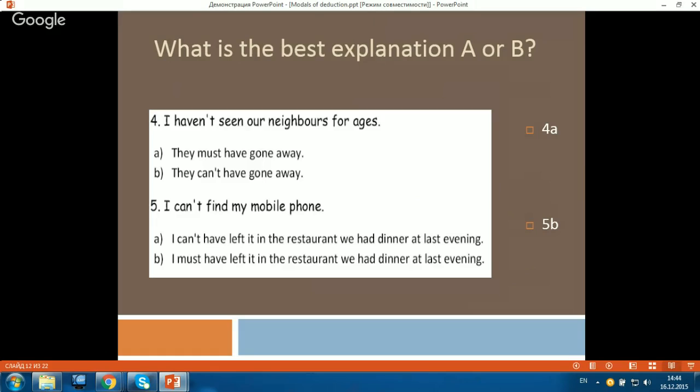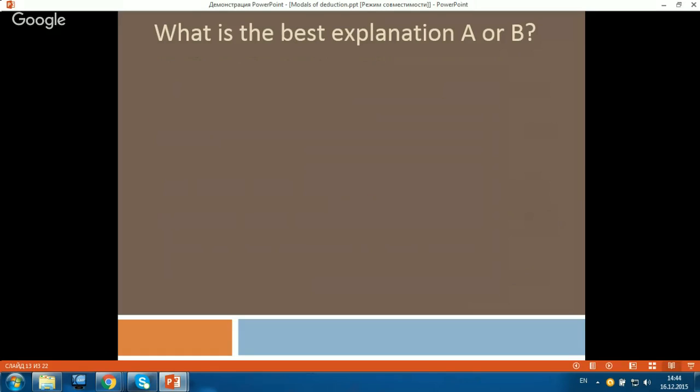Okay, guys, I hope you managed to get this information correctly and choose the correct explanation for each situation. And we continue again with some situations.